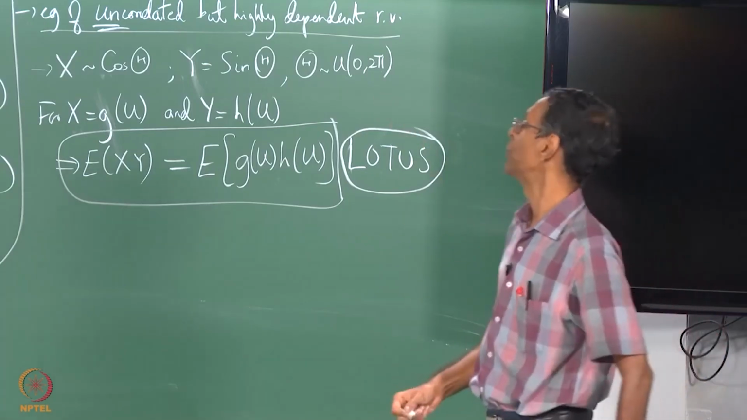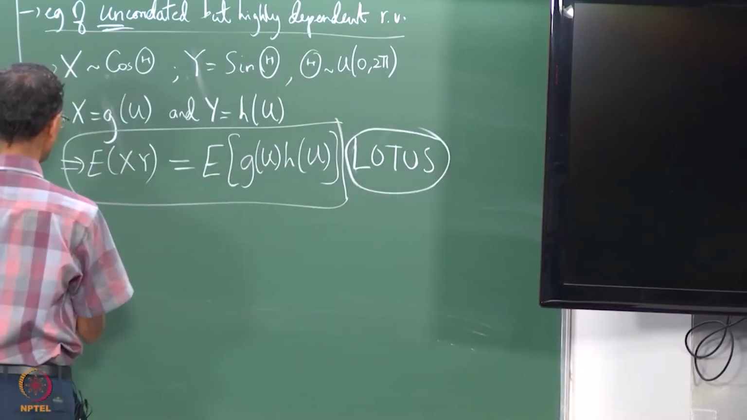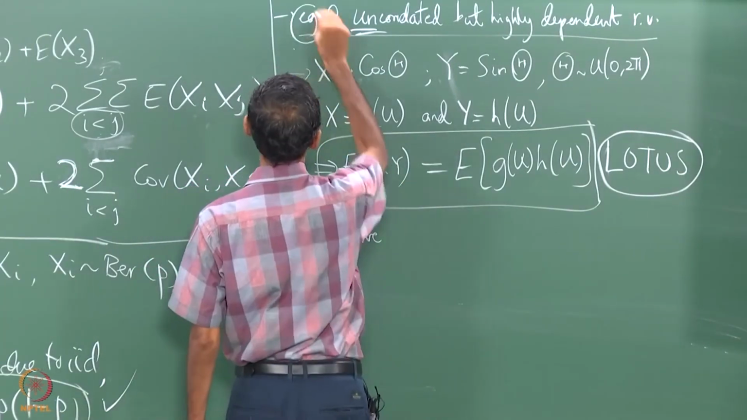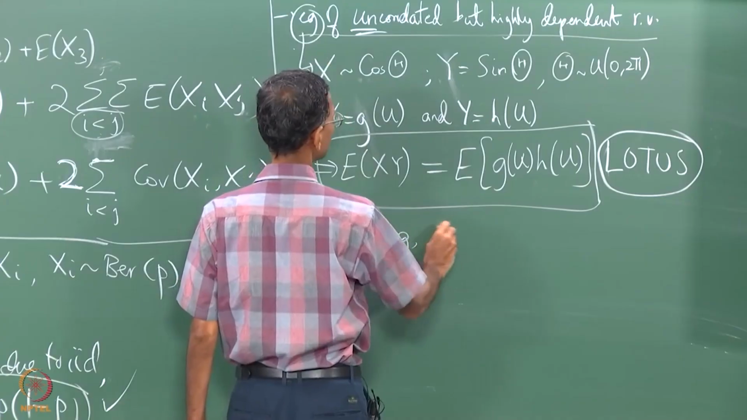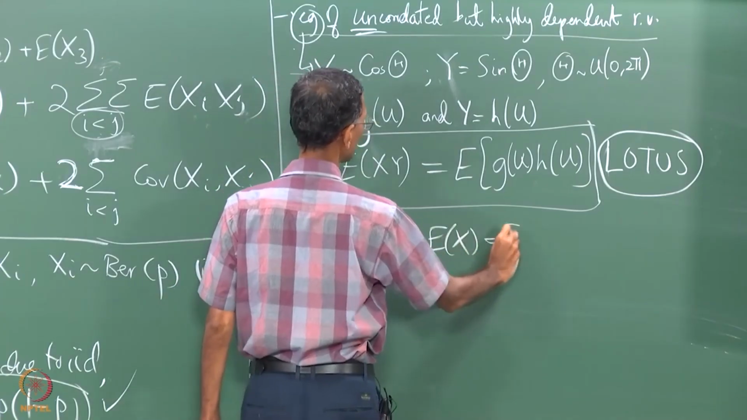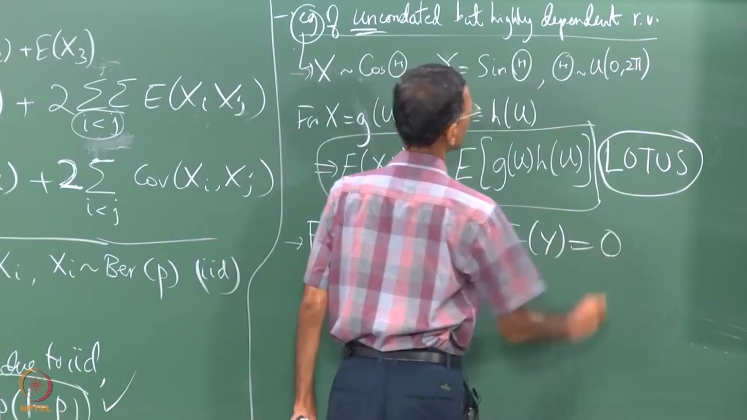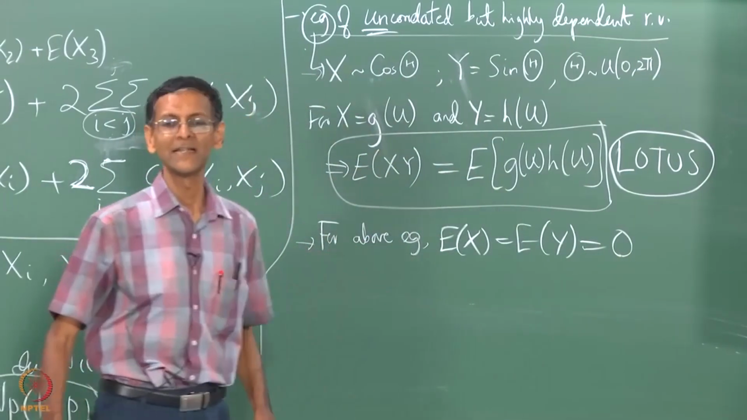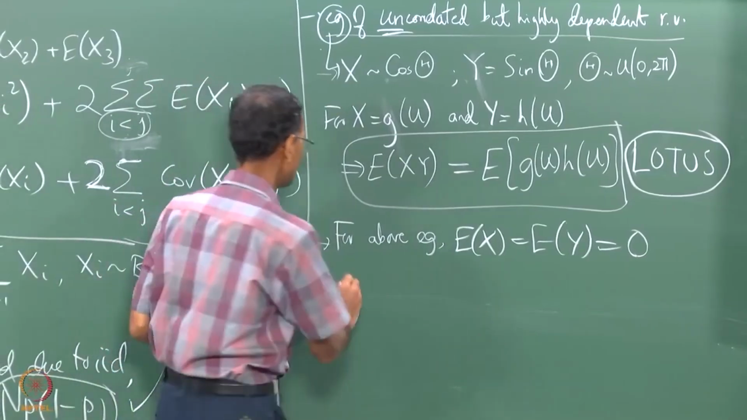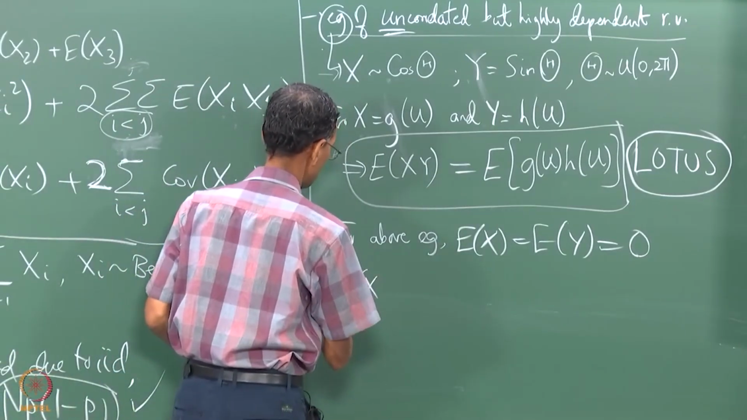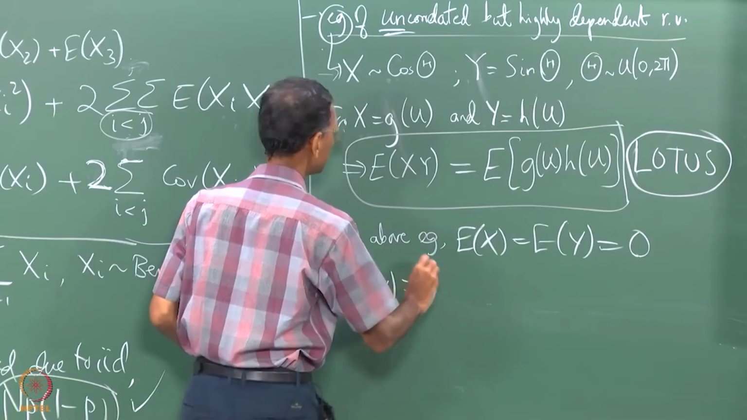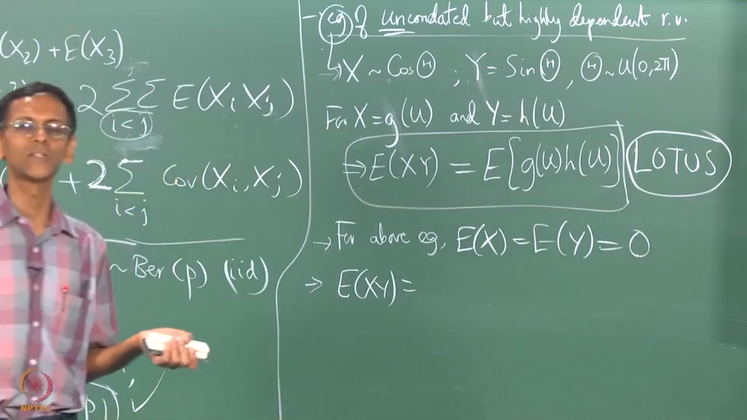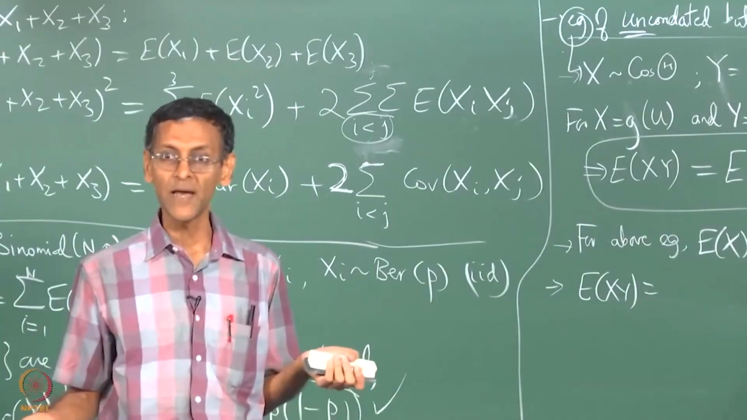which in this case is going to be what? For the above example, it turns out that E[X] and E[Y] will both be 0, and E[XY], do this and tell me what E[XY] is supposed to be. E[XY], it turns out, is nothing but E of cos theta sin theta, and by simple trigonometry, what is cos theta times sin theta? It is sin 2 theta divided by 2.